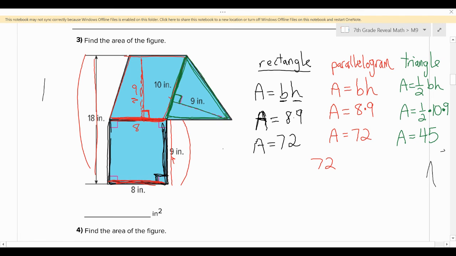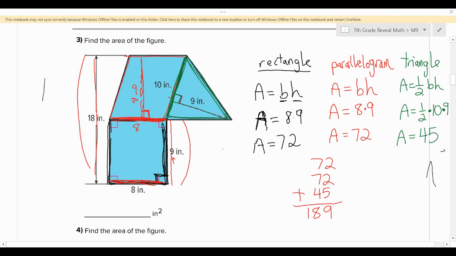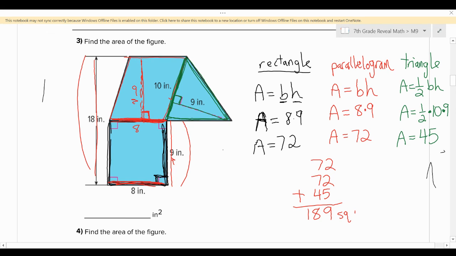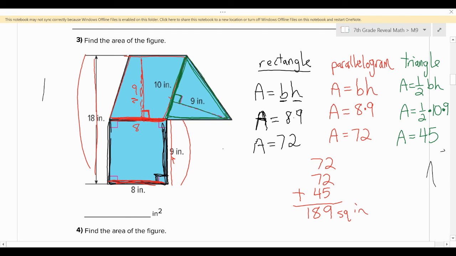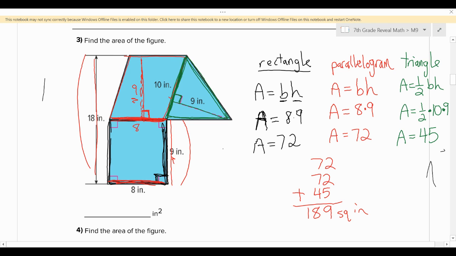So we're going to reunite them all with addition. And that comes to 189. All right, and that would be, to be precise, square inches. Whew, difficult. This part was the difficult part. All right, trying to figure out those dimensions that met at a right angle.